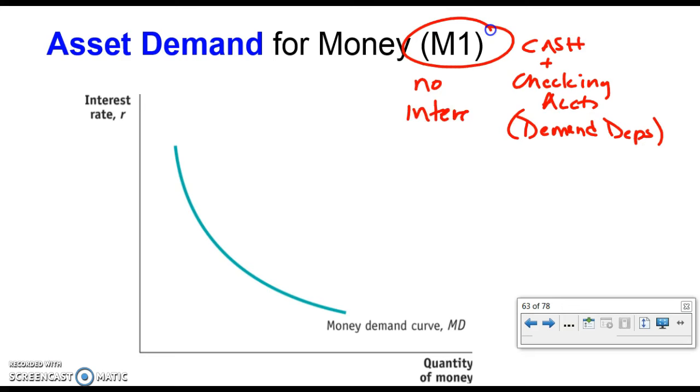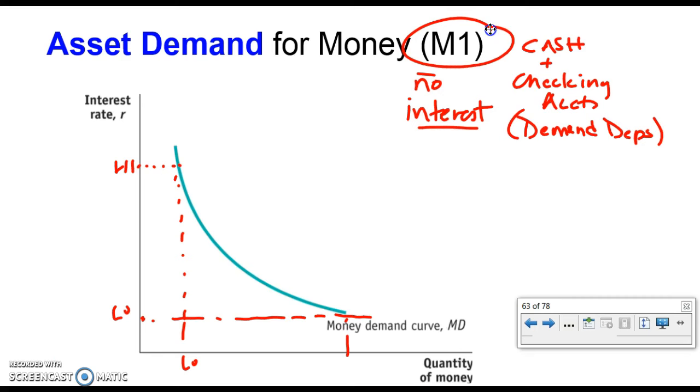So there's an inverse relationship, of course, between the interest rate and the demand for forms of money that aren't going to earn interest. Because when the interest rate is high, people would rather put their money, their asset, in something that's actually going to take advantage of the interest rate. So high interest rate, low asset demand for money. And low interest rate, we're going to have a much higher asset demand for money.